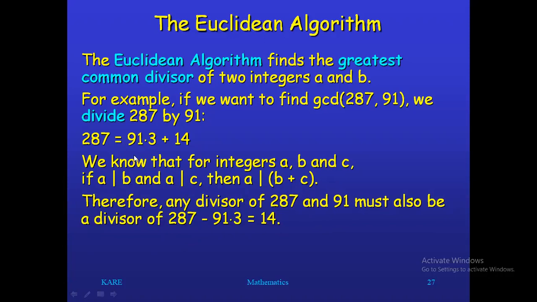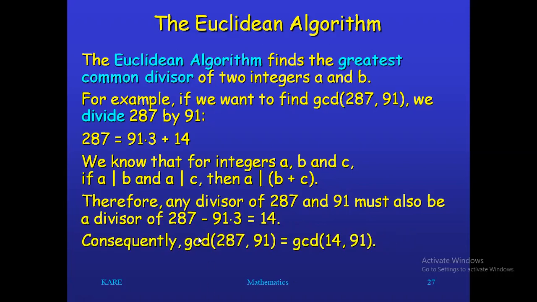Same thing here. Any divisor of 287 and 91 must also be a divisor of the subtraction 287 minus 91 times 3, that is equal to 14. So if a number divides 287 and divides 91, then it should also divide their difference. That is the thing given here, nothing else. That is the Euclidean algorithm. Consequently, GCD of 287, 91 is equal to GCD of 14, 91.